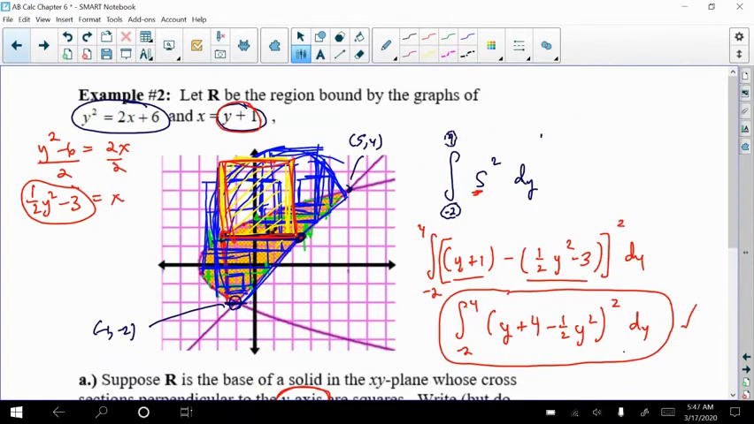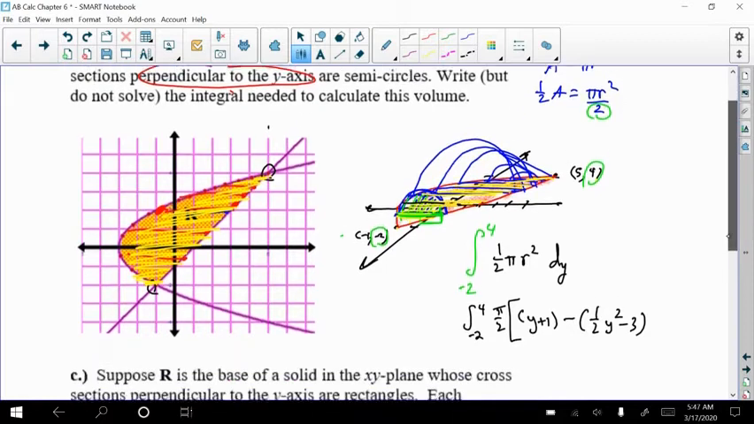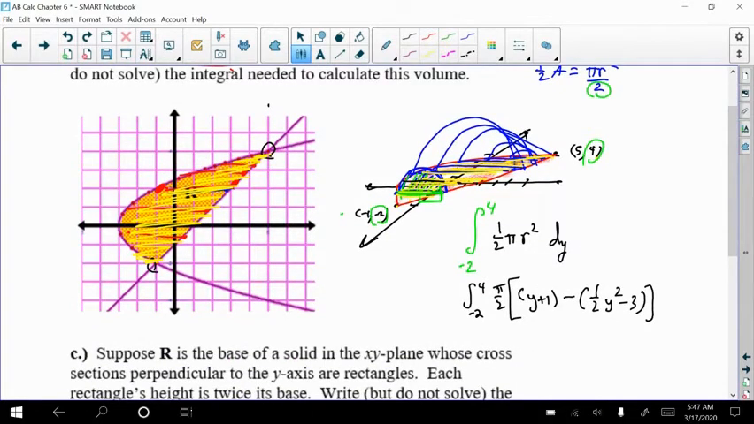And that one was, oh yeah, we had to fix that. We had to make it 1/2 y squared minus 3 for the parabola. So 1/2 y squared minus 3. Now, remember, that distance is just the diameter, so I have to divide that whole thing by 2 and then square it, because that's our characteristic formula for a semicircle.